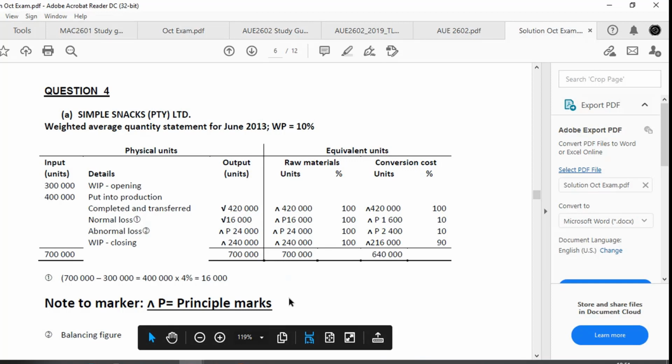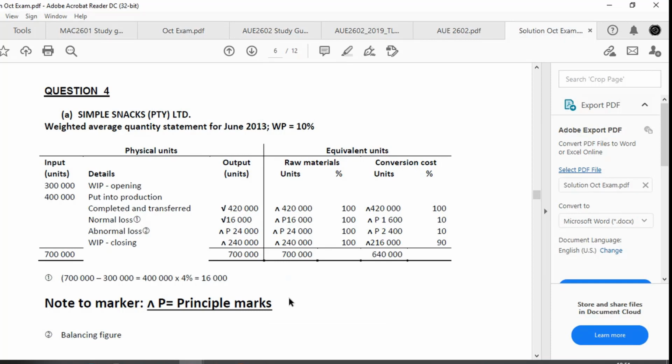I started halfway through the FIFO method. But then my timer went off, and then you said no, you're done. Okay, I can do half of the FIFO method.